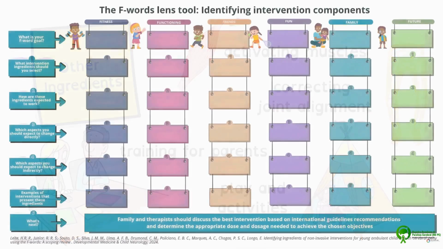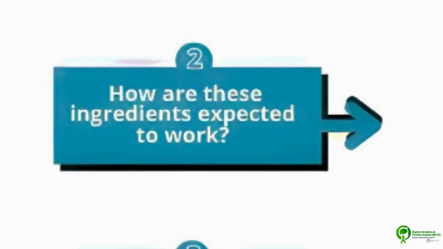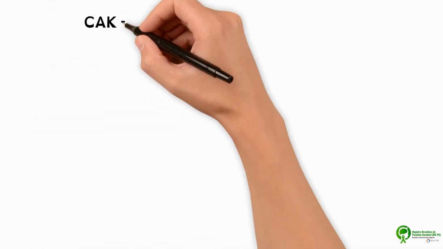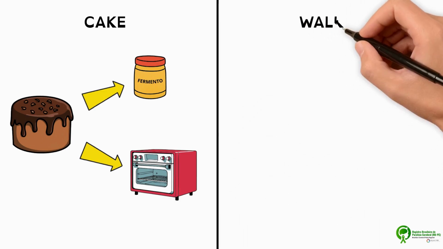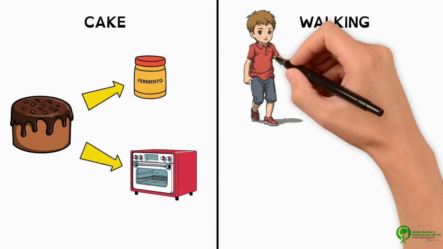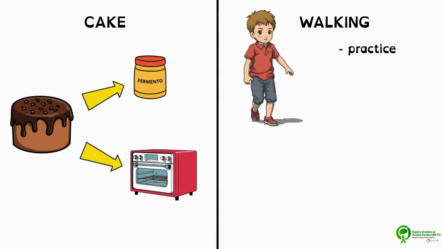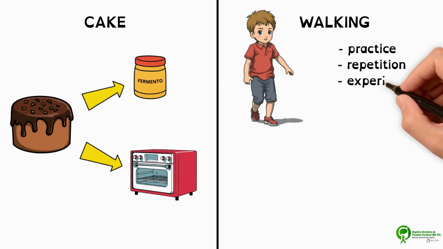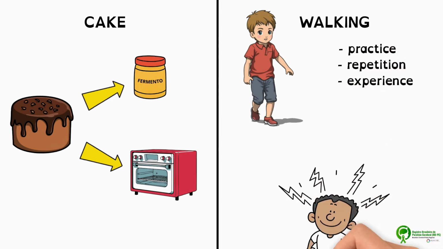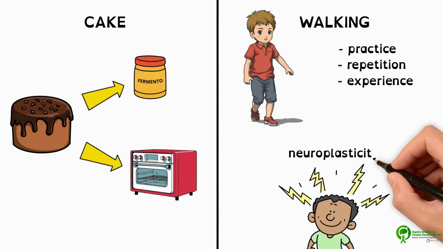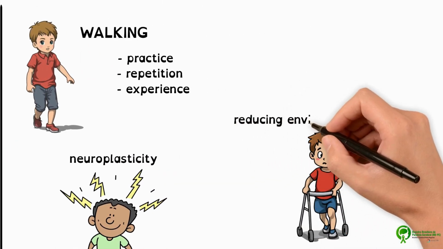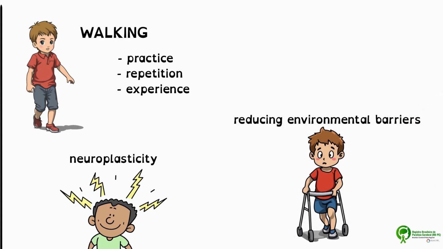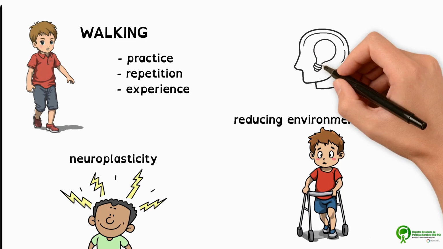The second question is, how do these ingredients work? In the cake, what makes the dough rise? The yeast and the oven's heat. In walking, what helps the child learn at home or in therapy? Practice, repetition, and experience, which help the brain form new connections, also called neuroplasticity. If a walker is needed, it works by reducing environmental barriers. And if parents provide opportunities for practice, it works through the parents' understanding of the importance of this activity in daily life.